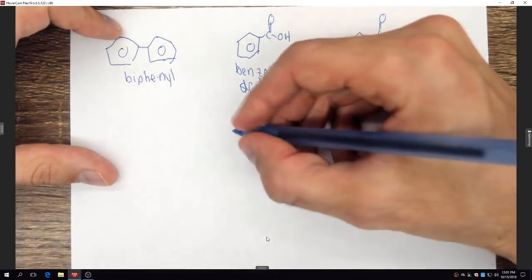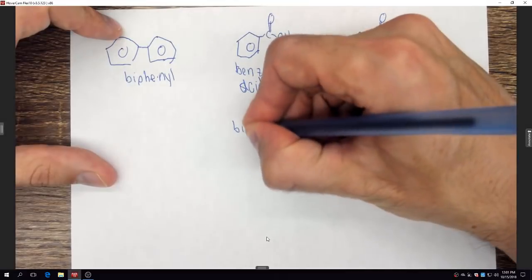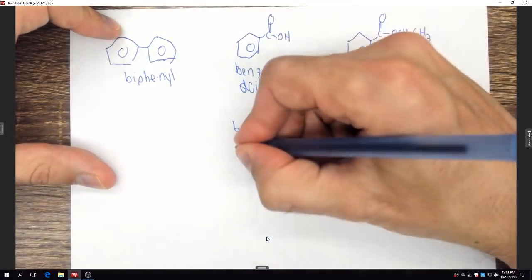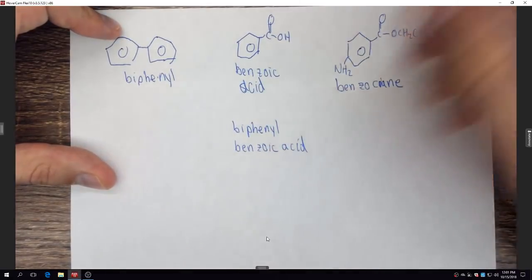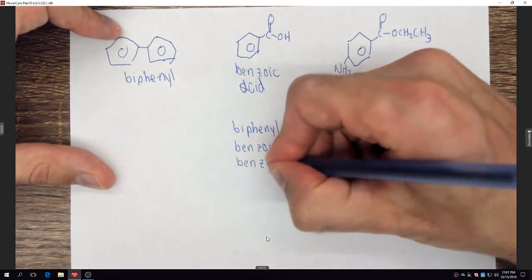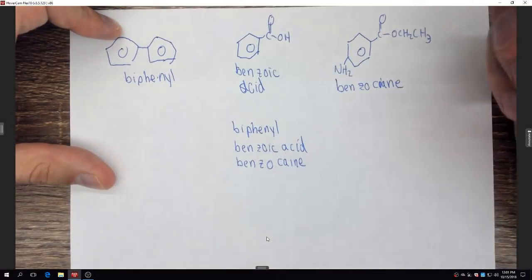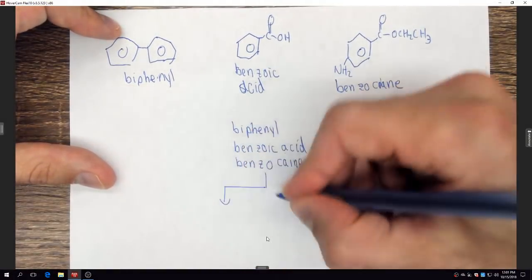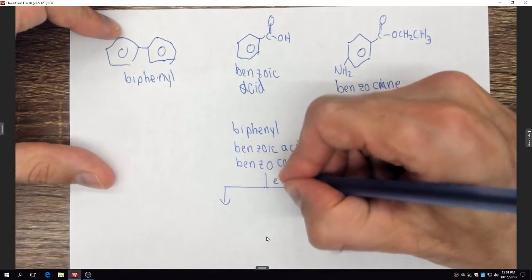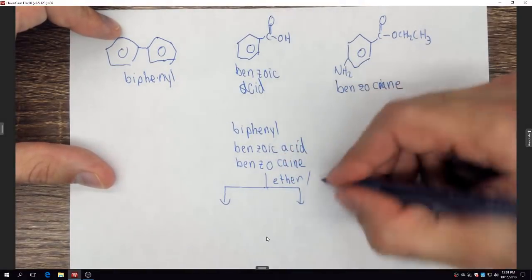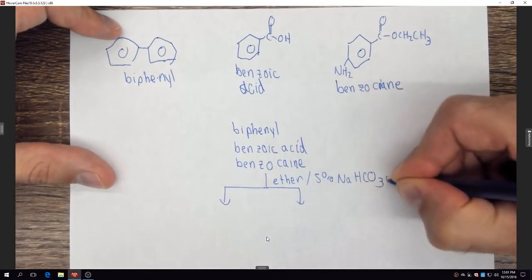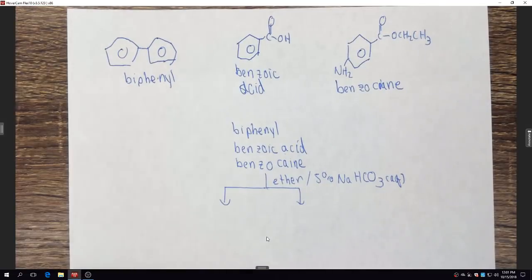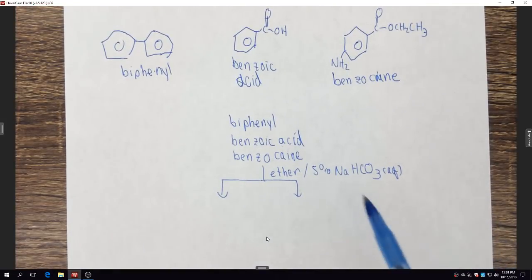So let's take a look at that. We start with biphenyl, a neutral molecule, benzoic acid, an acid, and benzocaine, which we'll talk about in a minute, is a base. So what we're going to do is add ether, then we're going to add 5% NaHCO3, aqueous. The other 95% is water. So we have first ether, then 5% sodium bicarbonate, which is aqueous.